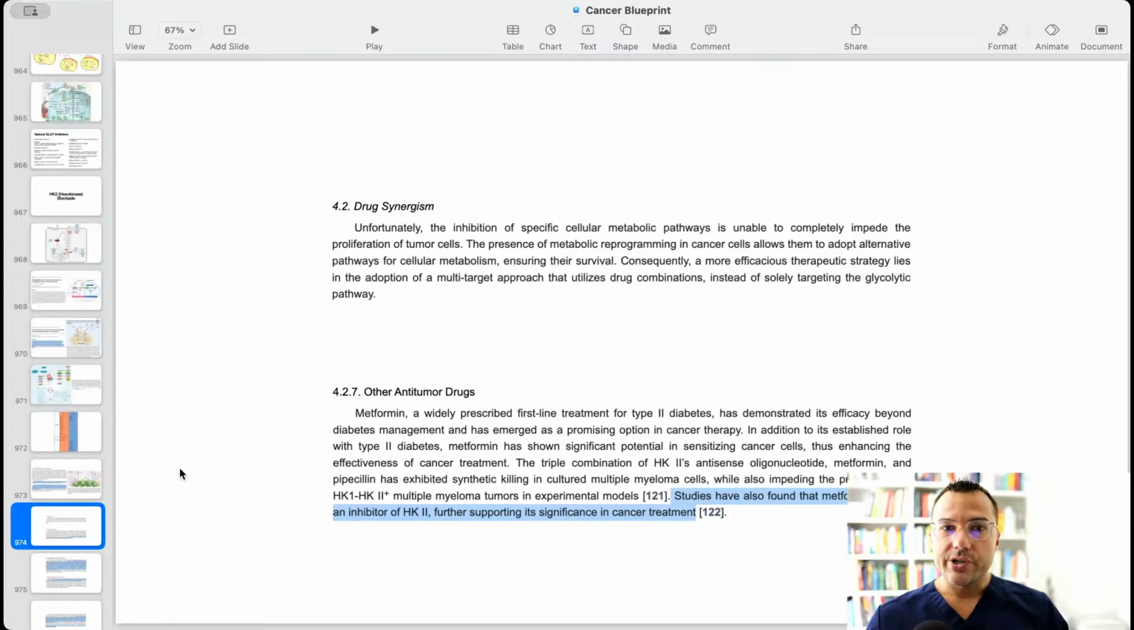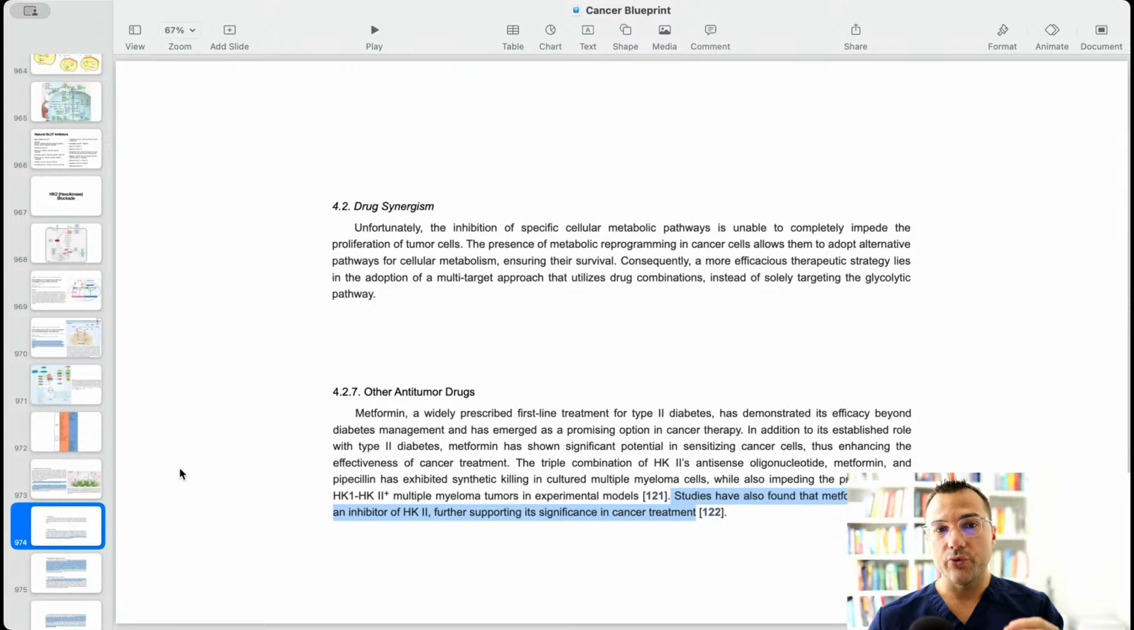So there's a drug synergism suggested in that last little snippet. It said, unfortunately, the inhibition of specific cellular pathways is unable. I put this in because I think it highlights that we can't be looking at this in one particular way. We're going to hit hexokinase today, and it's important. I don't want to minimize that, but just looking at blocking hexokinase in a vacuum is not likely to be a winning strategy.